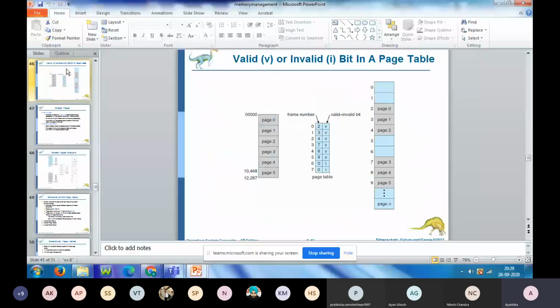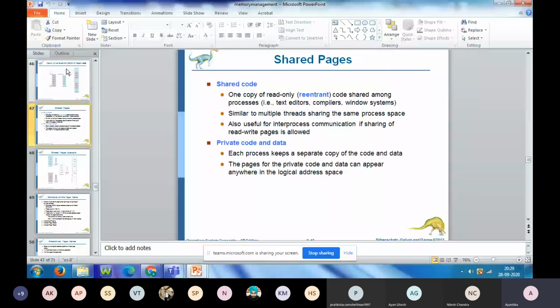What will happen when you have shared pages? Because whatever you are telling, you are having one process, you are actually thinking of sending them to the backing store, and you are creating or considering some other page tagging whenever you are fetching another process to your main memory. Now, what about the shared pages? How will you handle them?